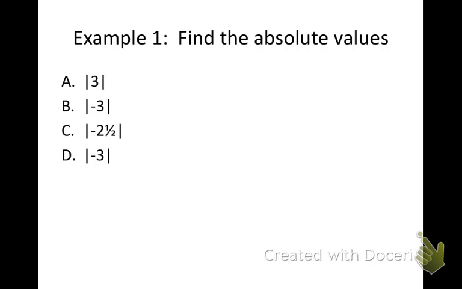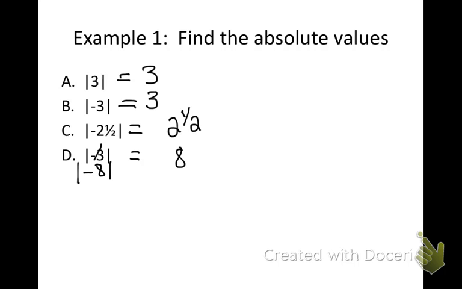So go ahead and copy down example 1, find the absolute values. So I have A, so what is the absolute value of 3? Well, that's 3. What's the absolute value of negative 3? Well, again, we just want the distance from 0, so that's 3 units from 0, so it's positive 3. What is the absolute value of negative 2.5? Well, it's positive 2.5 because that's how many units it is away from 0. Oops, we have negative 3 again. Let's make that negative 8. So the absolute value of negative 8 is 8. So notice all of our absolute values are positive numbers.